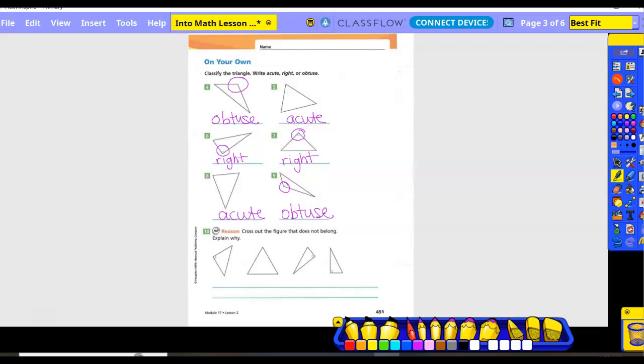So, cross out the figure that does not belong. Am I crossing out figure one, two, three, or four? Figure two. What do all of these other figures have on them? A right angle, right? So this one that we crossed off was only what kind of triangle? Acute. So all the rest were right triangles, and that was an acute triangle. Since we talked about it, we're good.